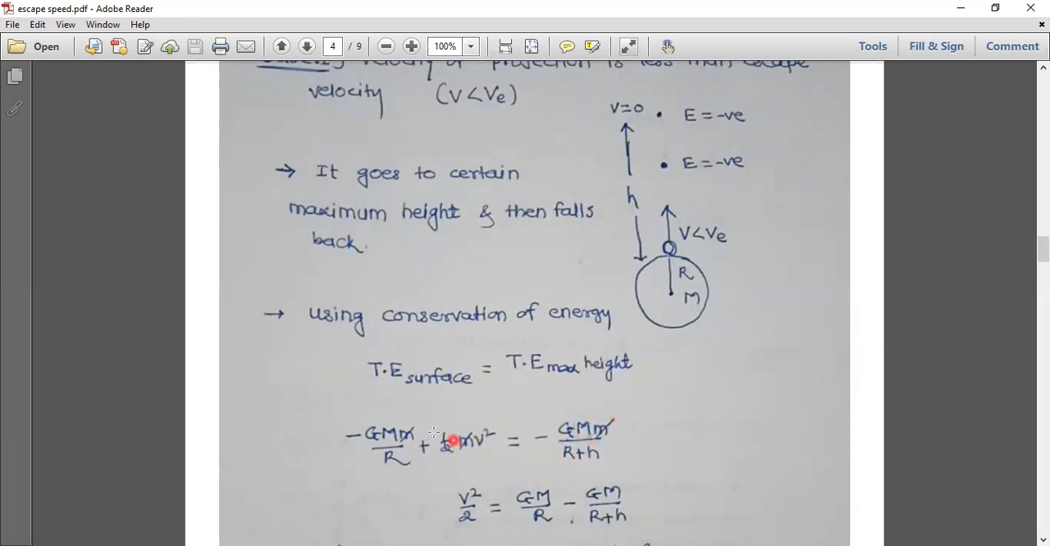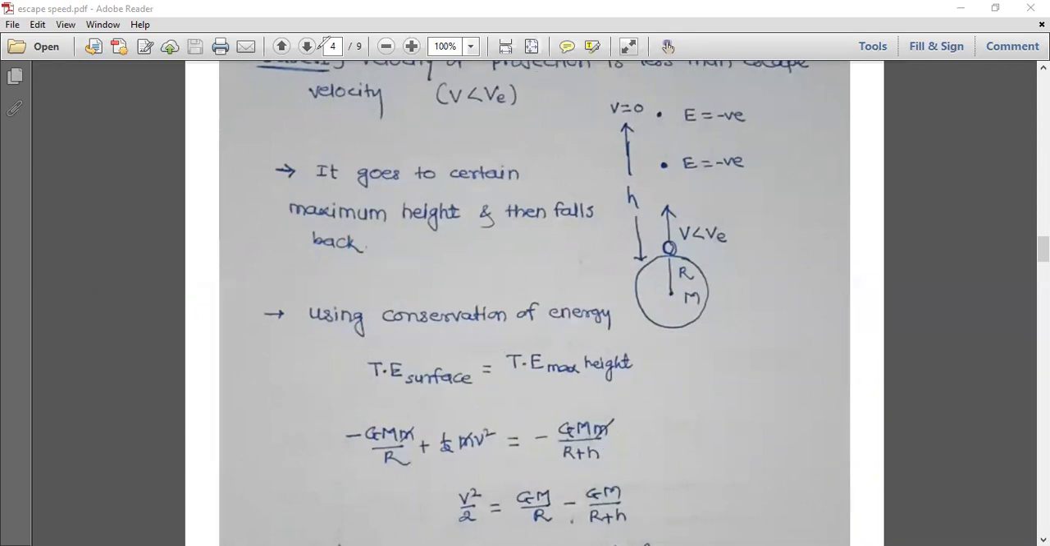Now first I am cancelling this m throughout, and this is v square by 2. This term I am transferring to this side, and this is already minus GM by R plus h, and here I have transferred this term. Can you see? This one is as it is, and this term I have transferred here. Clear? So minus will become plus. So GM by R minus GM by R plus h, and again this 2 also I am transferring.